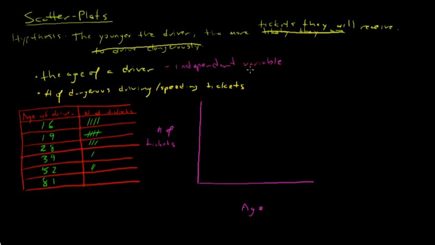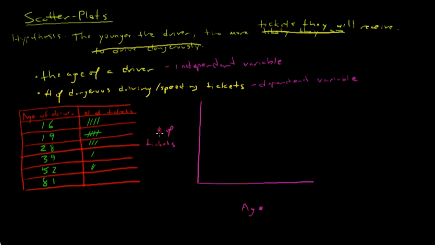Something like the number of tickets is a dependent variable. It's something that could be affected by another variable. So our hypothesis is that the number of tickets is going to be affected by the age of a person, and we're guessing the younger they are, the more tickets they receive. So we always graph the independent variable on the x-axis and the dependent variable on the y-axis. That's the vertical axis. So let's start age at 16, because let's assume that people are not driving before the age of 16.